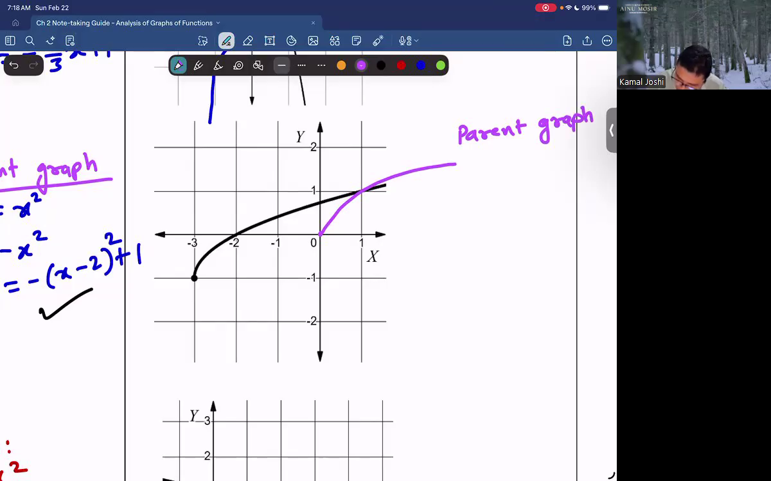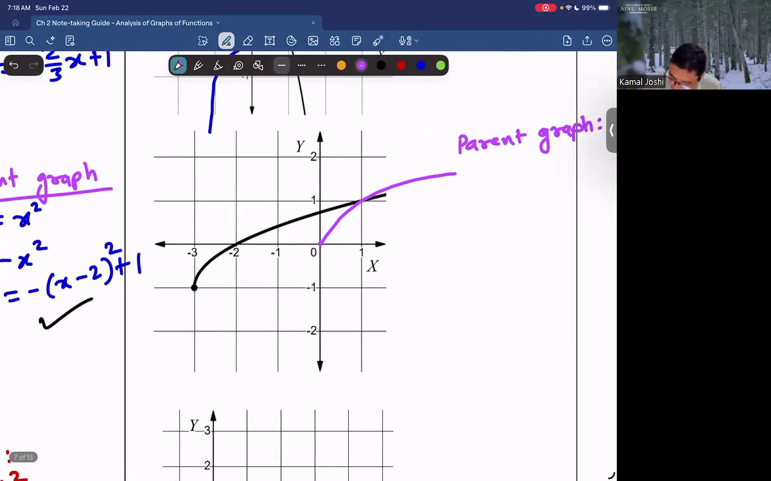parent graph is y equals, sorry, not square, the opposite of that, right? Under root, square root of x, right? Now compared to that, my graph is at, that is at 0, 0, the leftmost point. The leftmost point here is -3, -1.